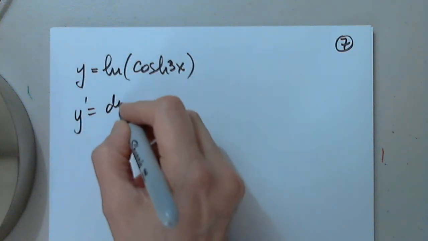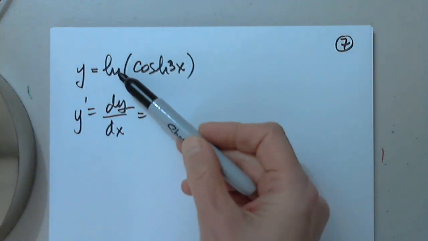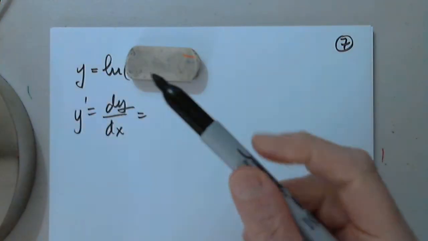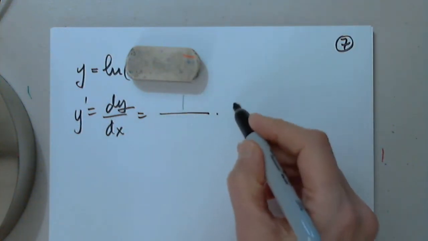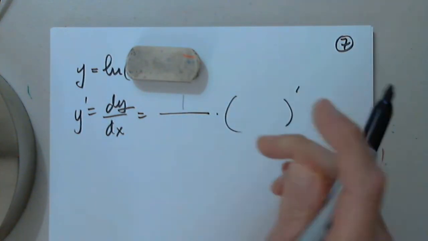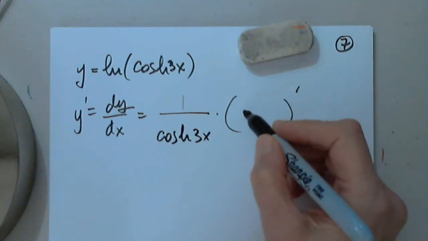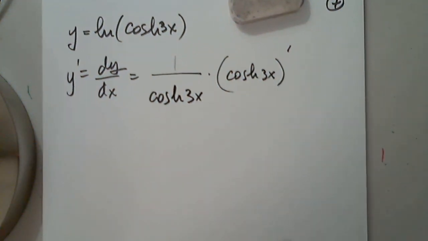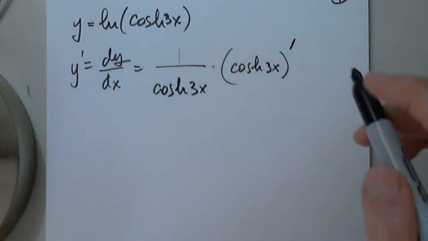y prime or dy over dx. We know that they mean the same thing. I need to differentiate the outer function first, which is 1 over this times that quantity prime. So this is hyperbolic cosine 3x, and this is hyperbolic cosine 3x. If you want to break it down like this, you don't have to. You can write the answer all the way.